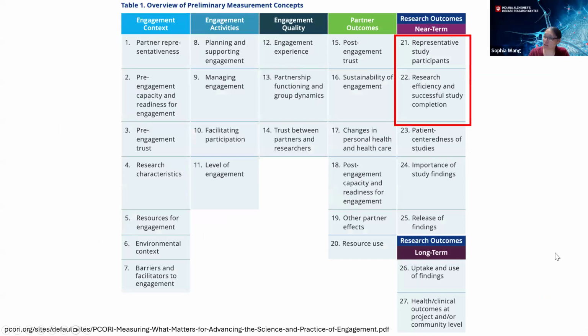So what you can see here is that they've really begun to outline things in 5 different concepts. The first one is engagement context. The second one is activities, engagement qualities, partner outcomes. And I think this is an important idea as we talk about patient-centered studies: really beginning to think of our patients not so much as subjects, but as equal partners in designing and also giving us feedback about our studies.